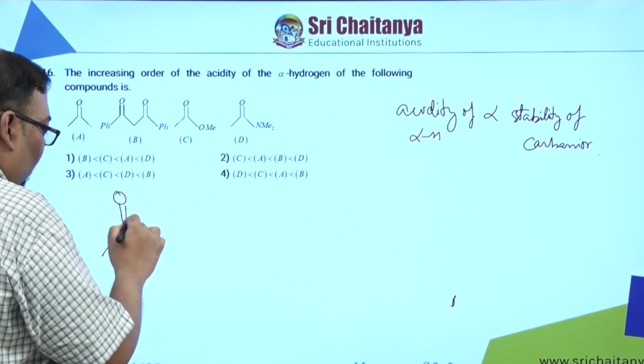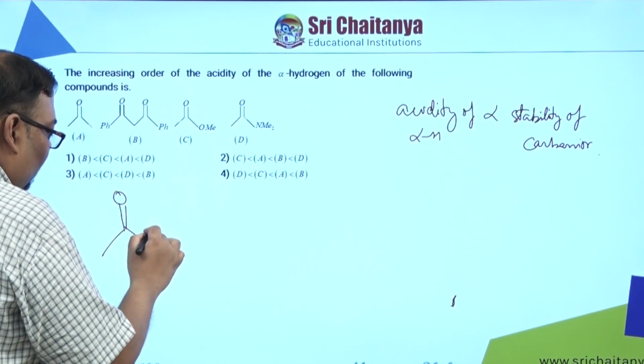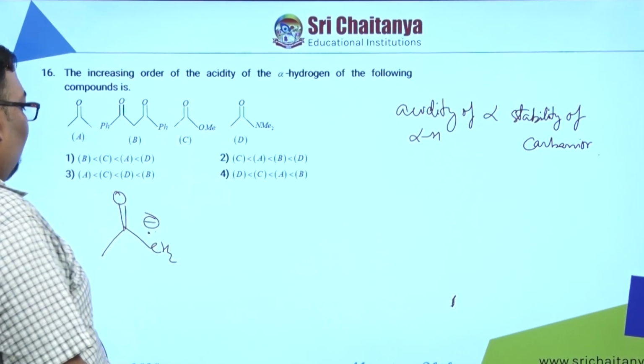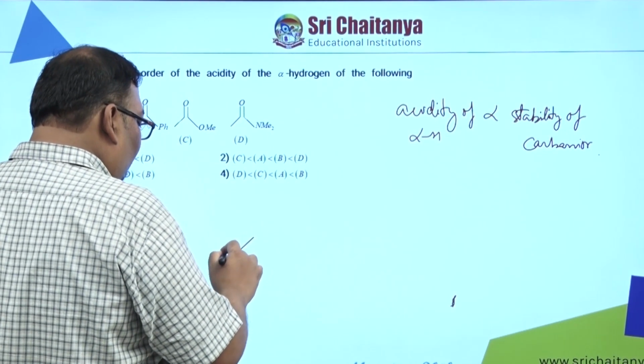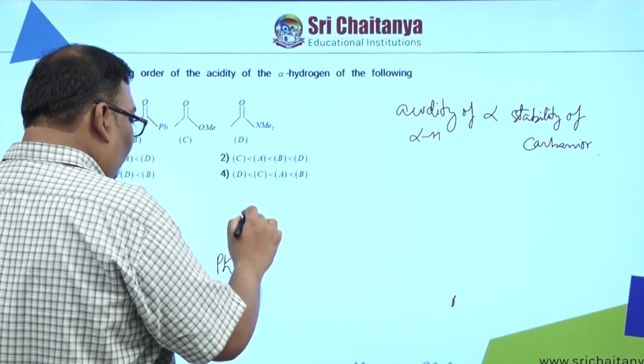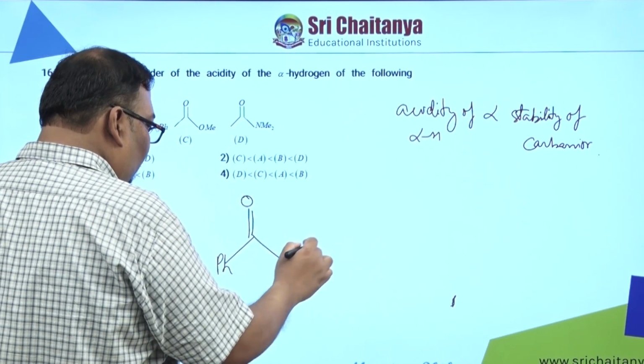So in the first case the carbanion will be something like this, CH2 minus. Okay, this is the carbanion in case of A. In case of B, the carbanion is something like this.